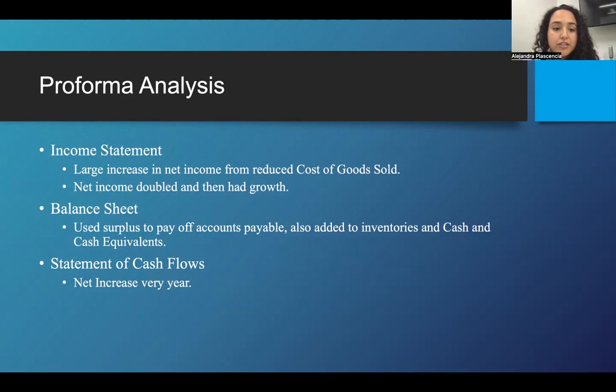Next, looking at the balance sheet, because they had more net income, I had to distribute the extra funds, and I distributed them into the cash and cash equivalents, and also to pay off their accounts payable. Next, in the statement of cash flows, in the baseline statement of cash flows, they had a net increase every single year.